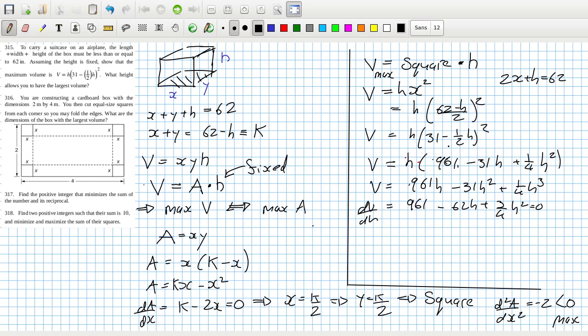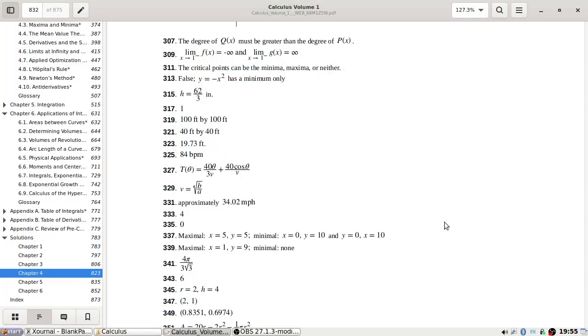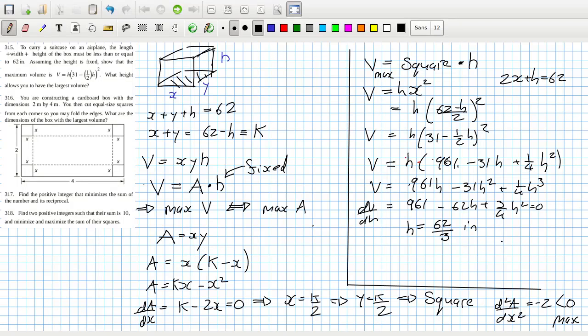Yeah, I see my mistake. 31 squared is 961. So you have here h equals 62, which obviously doesn't make any sense because that means the suitcase has a base area of 0, or h equals 62 over 3 inches. Now, I don't think that's the answer at the back, though. Oh, it is. Excellent. Okay.